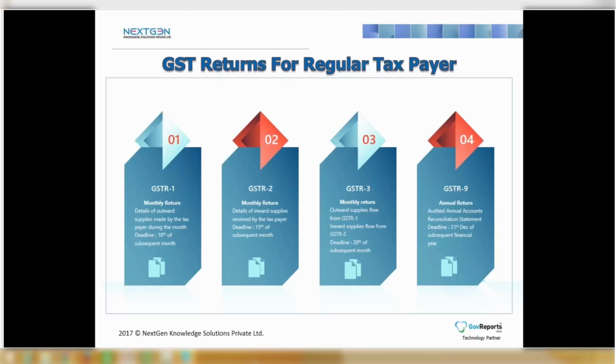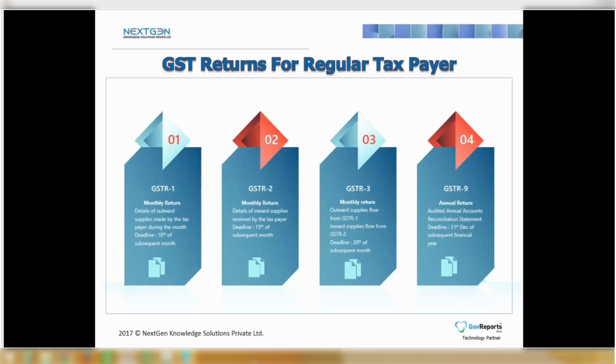Then there is GSTR 2, which is details of inward supply of goods and services. Friends, I would like to make a point over here that GSTR 1 is the only return which the taxpayer will be required to file. The rest of the returns will be auto-populated by the system itself. So GSTR 2 will contain details of inward supply received by the taxpayer, and the deadline for filing this return will be the 15th of the subsequent month.